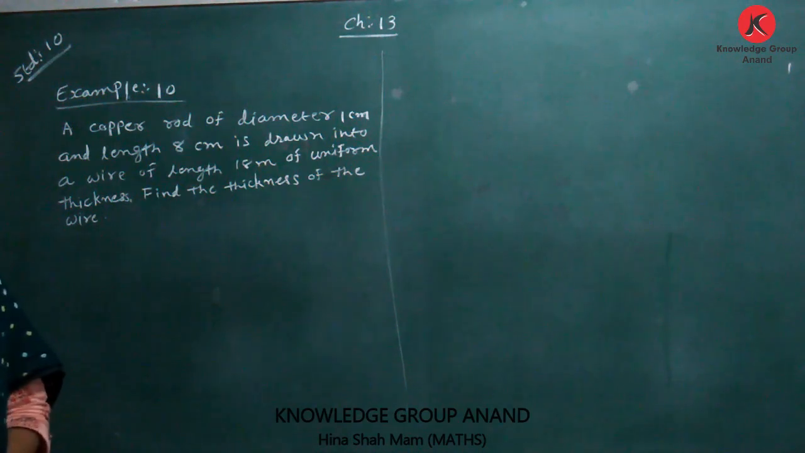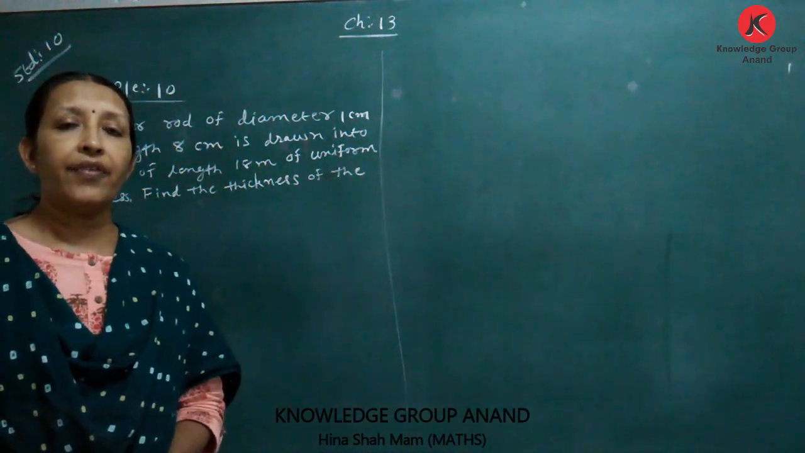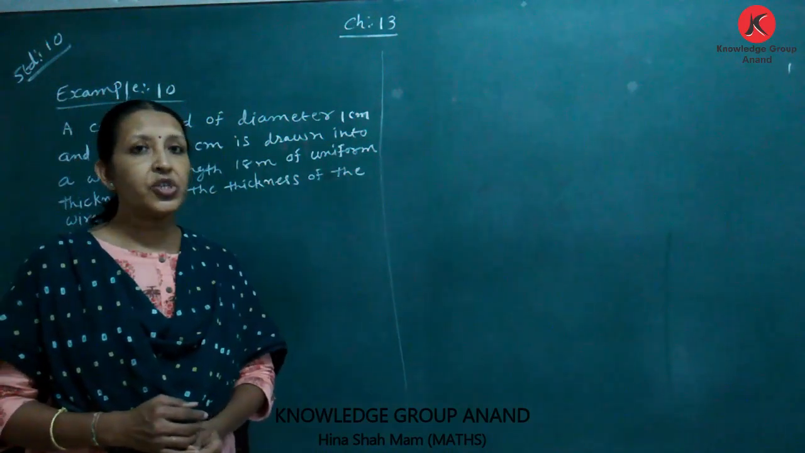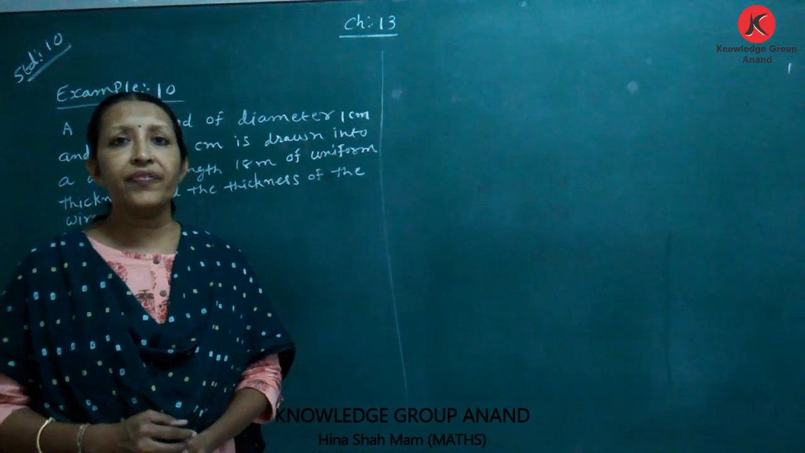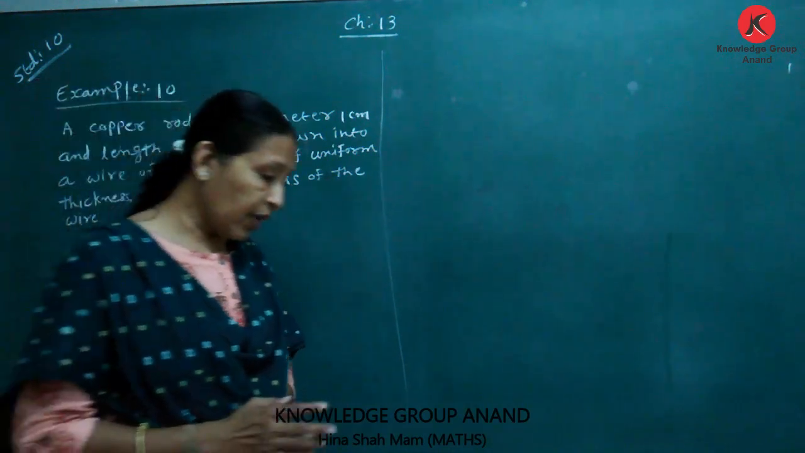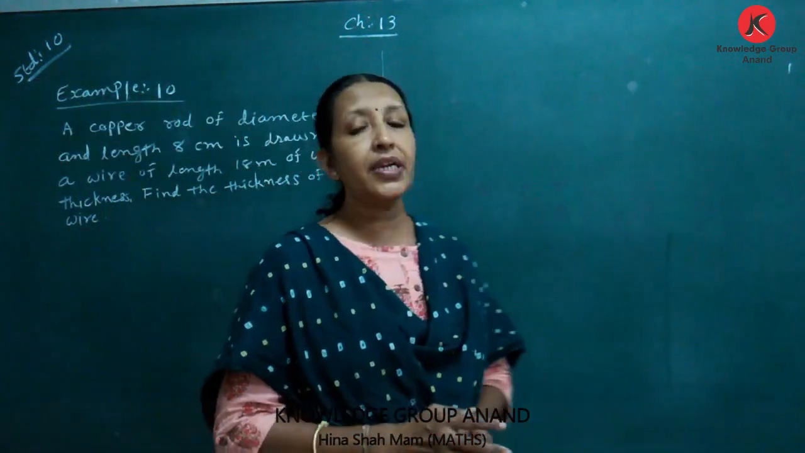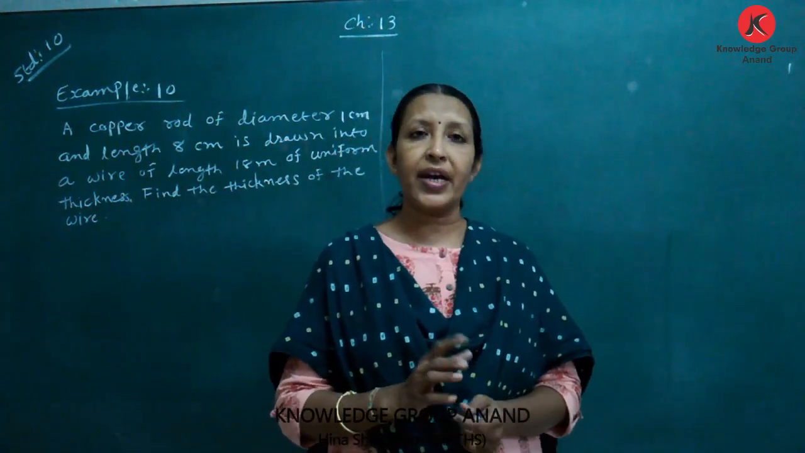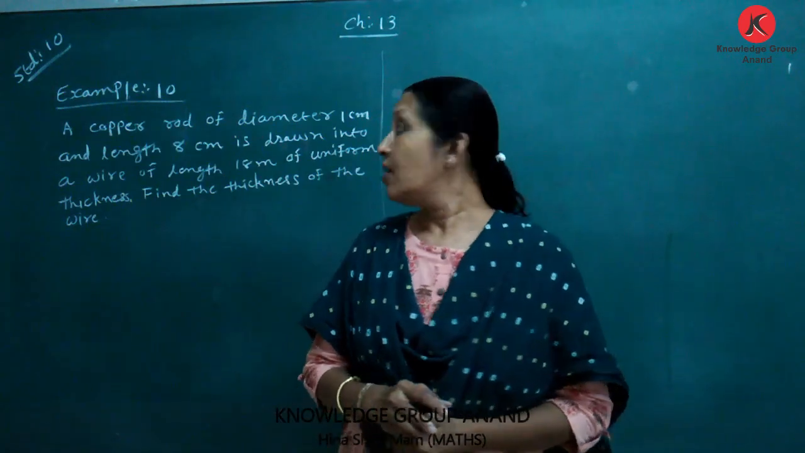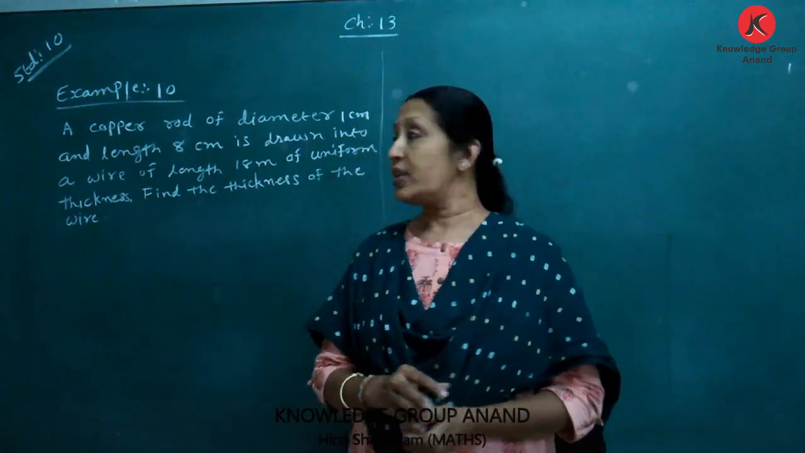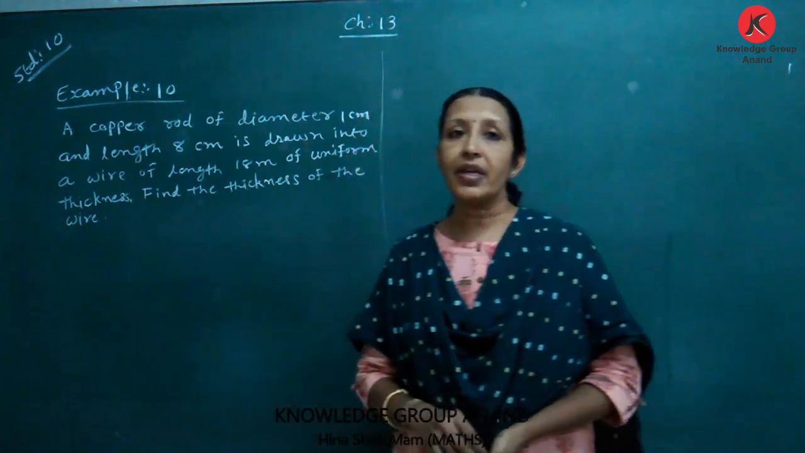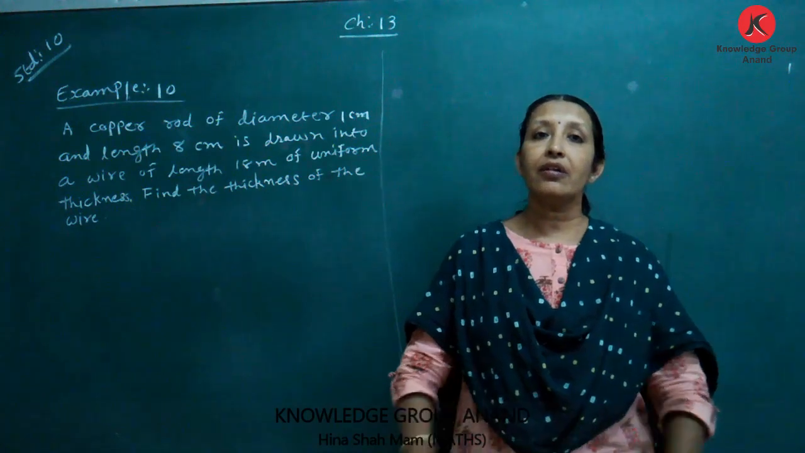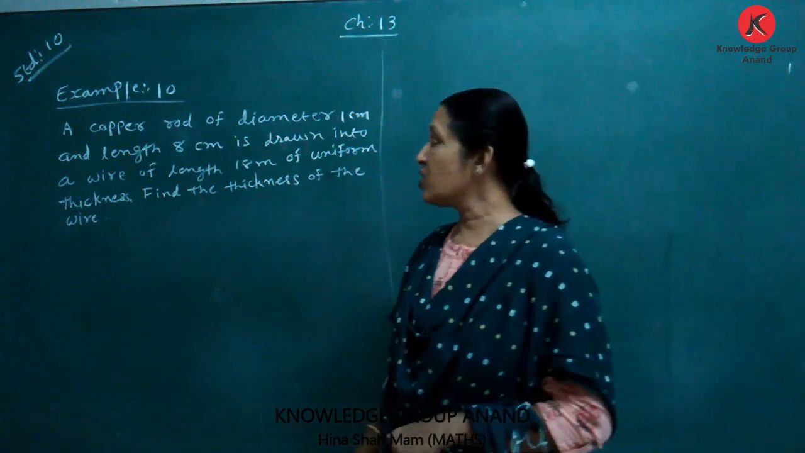In the last lecture, we learned about the volume of a solid which is a combination of two solids. First we find their volumes, and then find the volume of the main solid. Here are example number 8 and example number 10. Example number 8 was done in the last lecture.